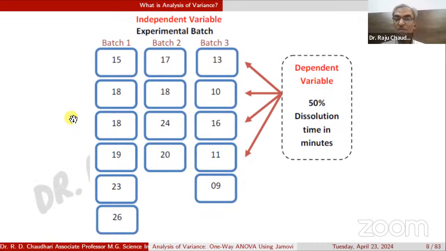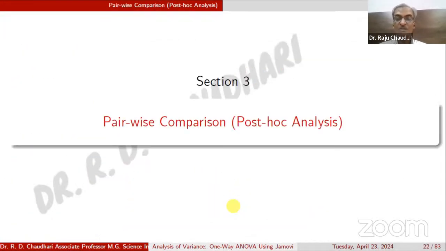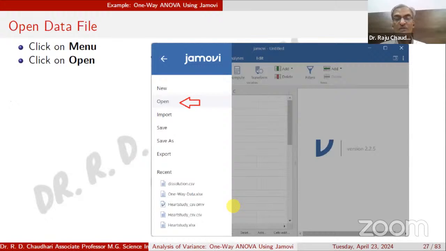So usually what happens? We may think that there are three columns, so we enter the data like this. But this data, even in SPSS or Jamovi or any other software, is not allowed. We have to enter the data depending upon the number of variables. Okay, so let us move to the Jamovi part.